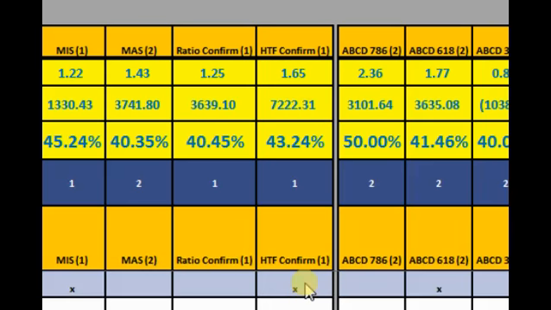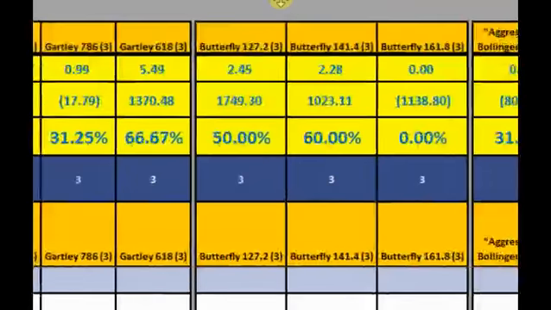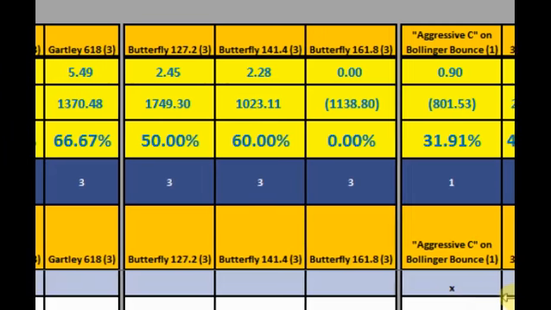Trades on higher time frame confirmation have earned me a total net profit of $7,000 on the year, winning 43% of the time. Taking trades at minor structure has earned me a total net profit of $1,330. Same thing goes with trading harmonic ABCD patterns. I've earned about $3,600 on the year on those. I also scored points for the aggressive C on the Bollinger Bands, and trade decisions based solely on those Bollinger Bands have only won 31% of the time and have earned me a net loss, in this case, of $800.